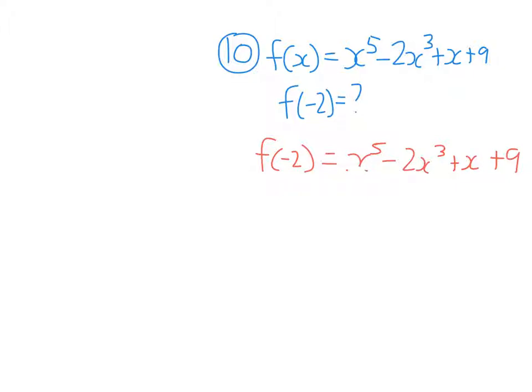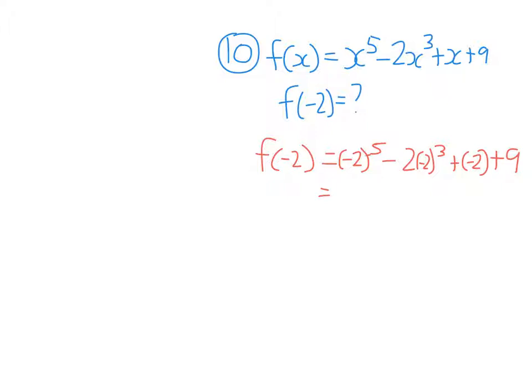So I've written the polynomial again, so I'm going to replace x with minus 2. Everywhere I see an x, I write a minus 2. Remember, whenever you're substituting a negative, always use brackets. So if you've put the brackets in correctly, you can just put this on your calculator.